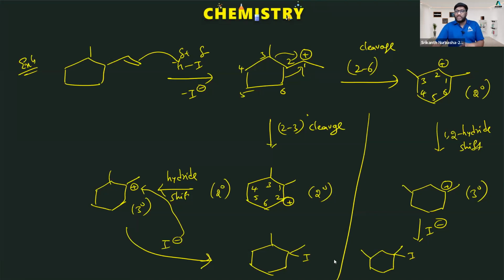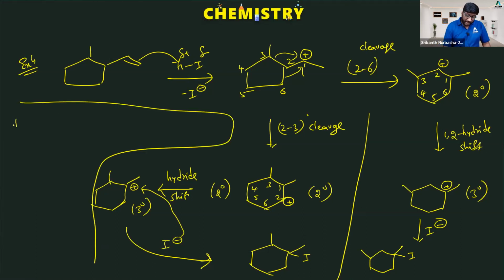Ring expansion is not the rate determining step, which means I can either cleave the 2,6 bond or the 2,3 bond. That bond cleavage occurs fast. So you cannot decide which is going to be major and which is going to be minor, because the RDS is not the ring expansion. Write down that content: ring expansion is not the rate determining step.